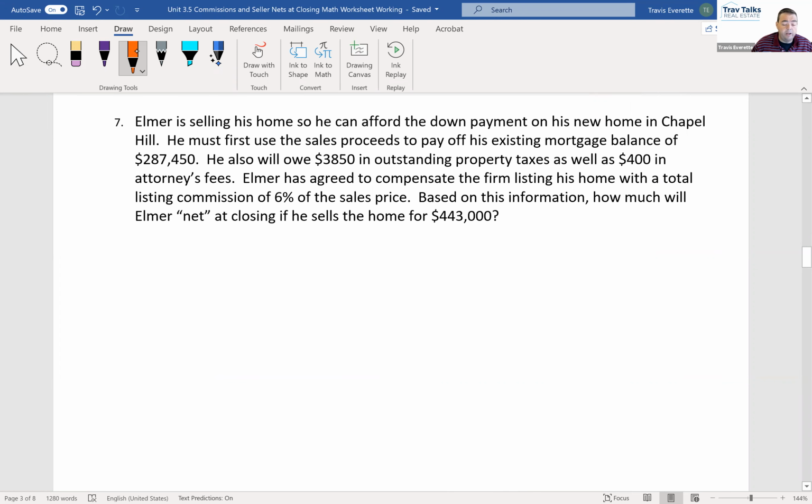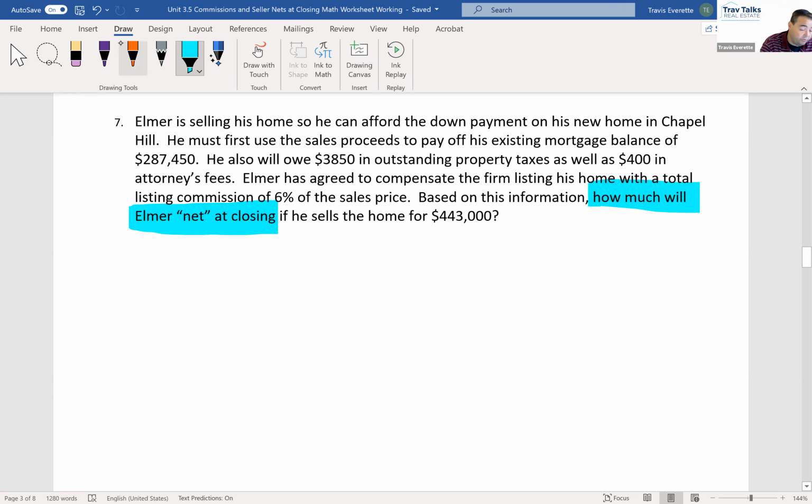Elmer has agreed to compensate the firm listing his home with a total listing commission of 6% of the sales price. Based on this information, how much will Elmer net? There it is. Finally, the question: how much will Elmer net at closing? So they're telling us he's selling the home for $443,000, and they want to know how much he's going to net.